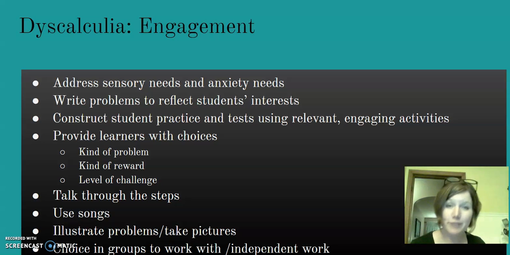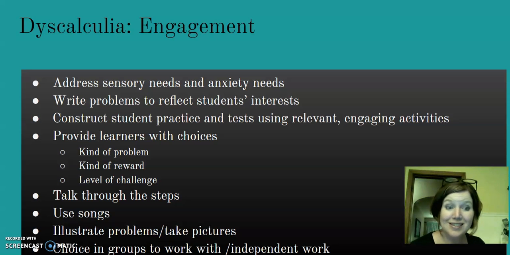So address their sensory needs and their anxiety needs. Remember that they're already hopefully going to be engaged because you've removed some barriers for them. Write some of the problems that they have to solve, reflecting their interest. Find out who they are and incorporate that into the word problems. Construct student practice and testing that's relevant to them. Like, I think if they could plan a graduation party and have to figure out the cost and maybe the tax and such, or something else, just something engaging that has to do with real life. Try to build that in as much as possible for them.